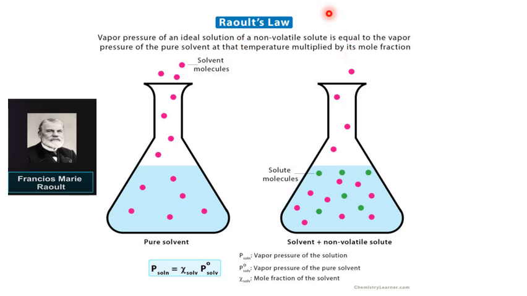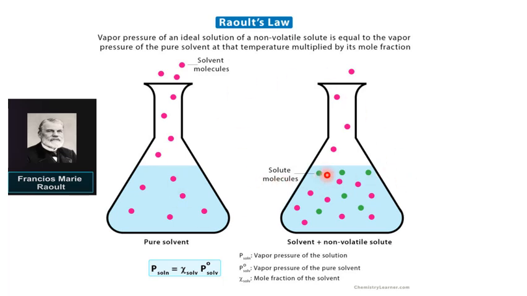So what does Raoult's law explain? The vapor pressure of an ideal solution of a non-volatile solute is equal to the vapor pressure of the pure solvent at that temperature multiplied by the mole fraction. Then we take a pure solvent and mix it with some non-volatile substance. The pure solvent is indicated by the pink color and the green color indicates the solute molecules.